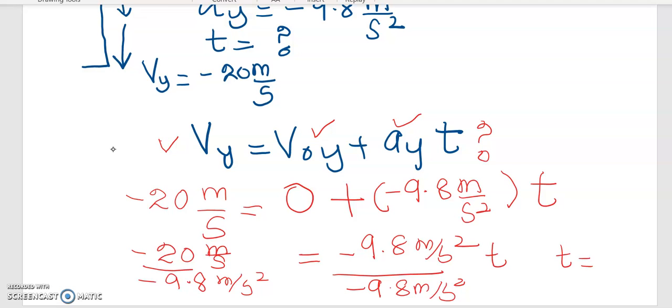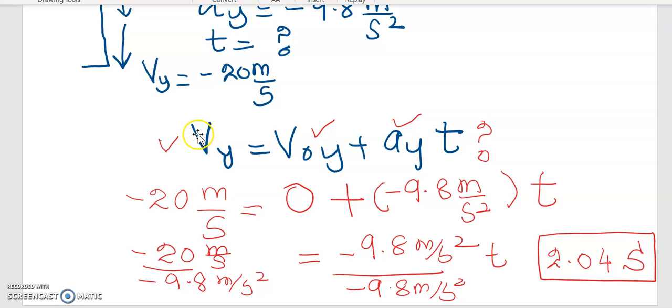So my t is equal to 20 divided by 9.8. You can do it on your own first. You can pause the video and do it. You should get 2.04 seconds. Okay, the unit is important. It is seconds. Alright, 2.04 seconds. If it is not clear, let me write it down again. So that's the answer for the first question.